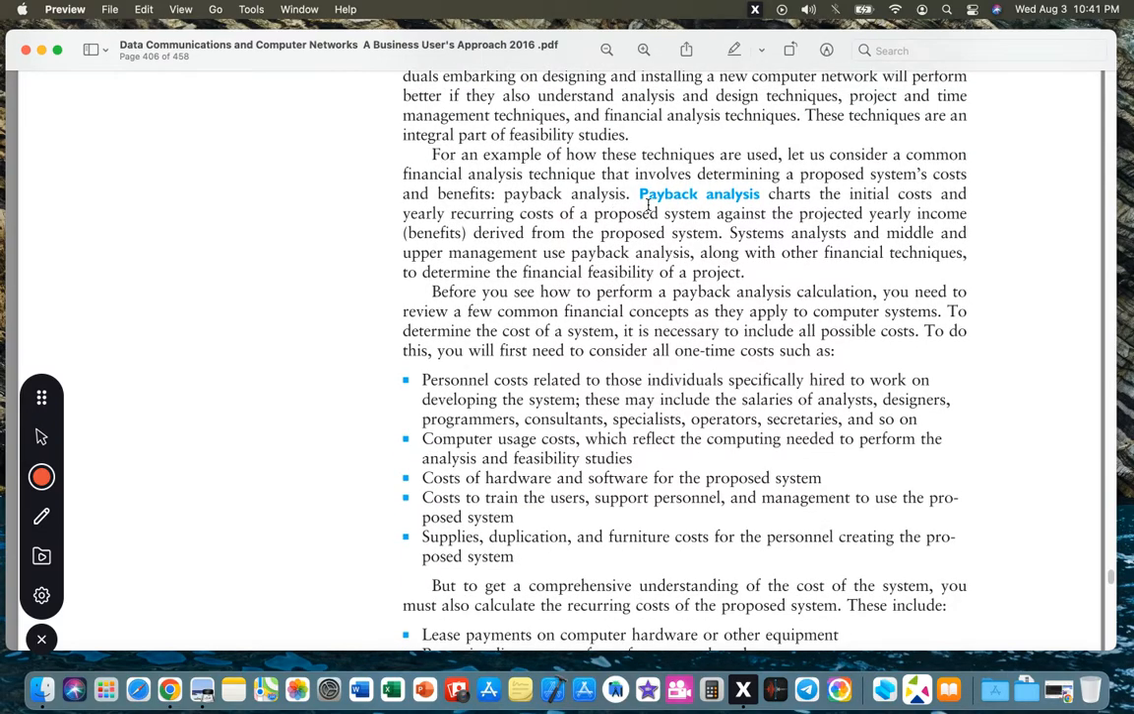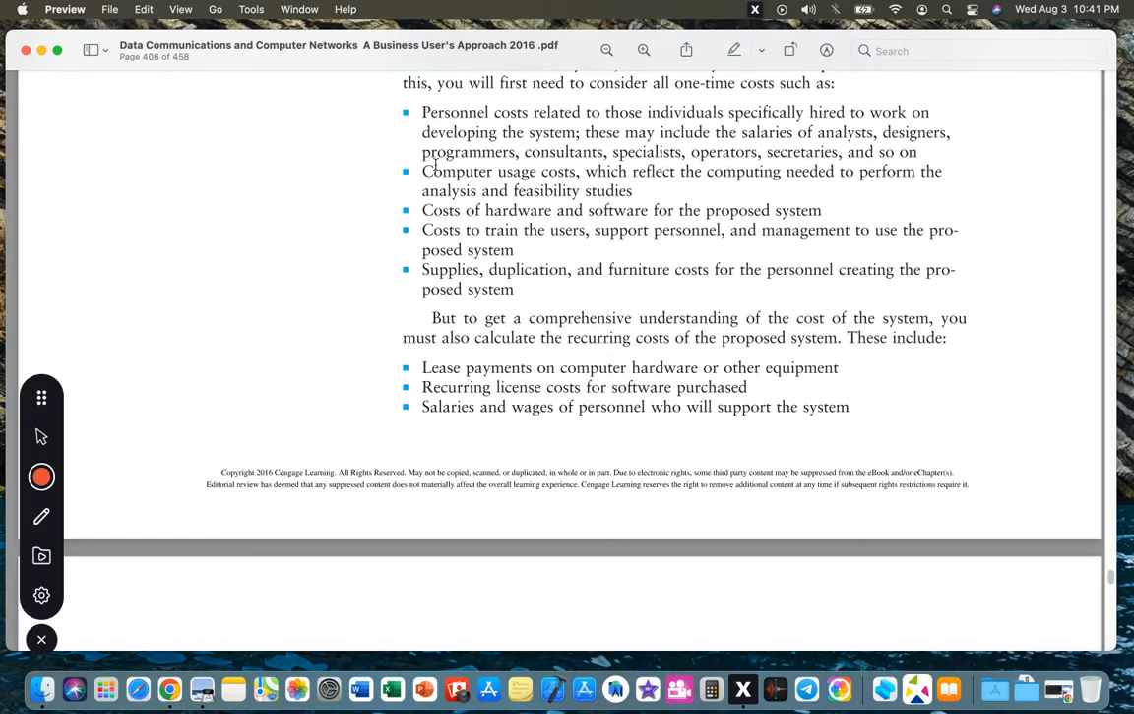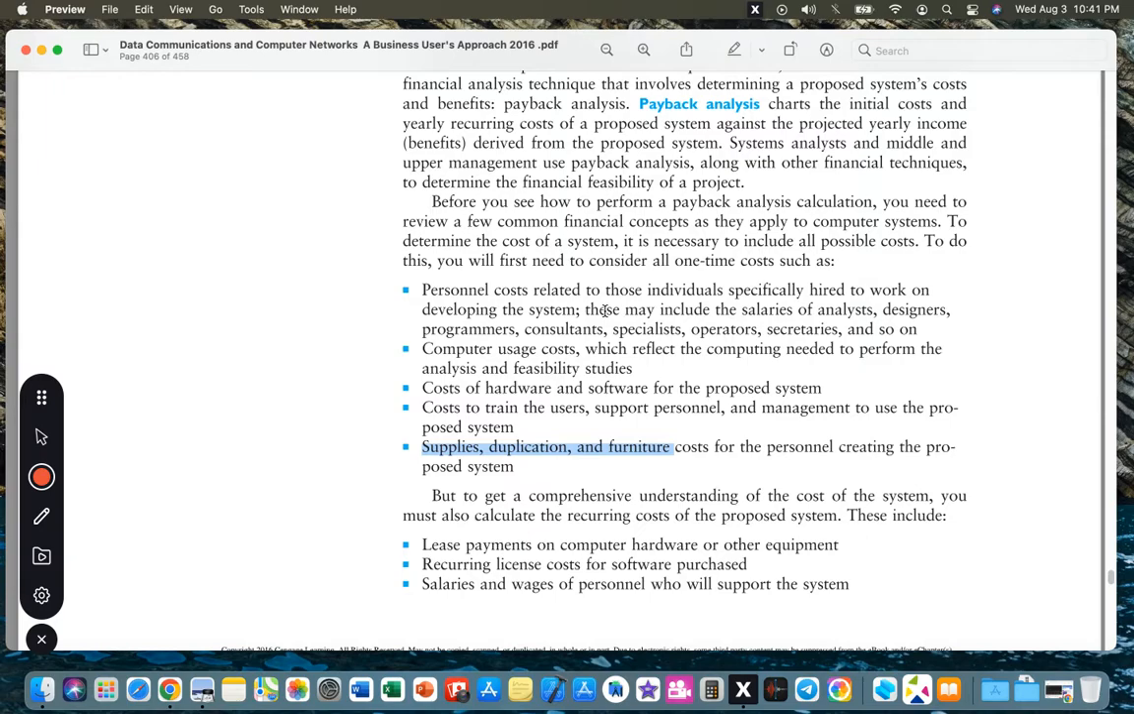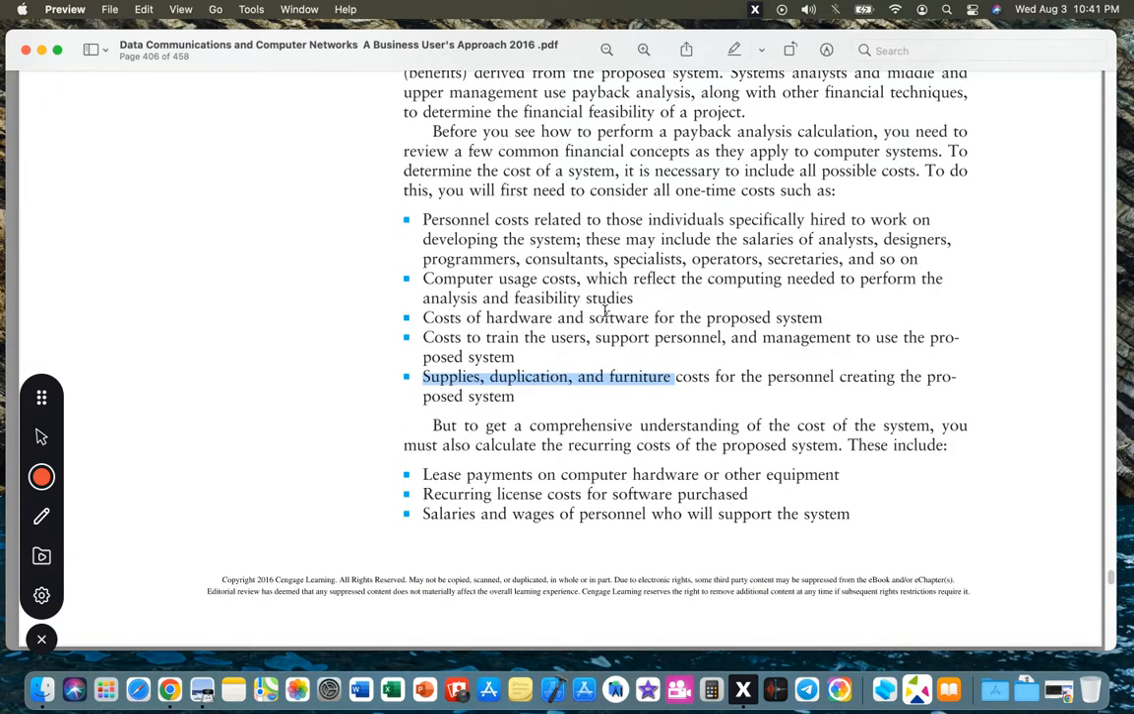Payback analysis charts. The initial cost and yearly recurring cost of a proposed system against the projected yearly income or benefits derived from the proposed system. Personnel cost, computer usage cost, cost of hardware, cost to train users, supplies, duplications, furniture.